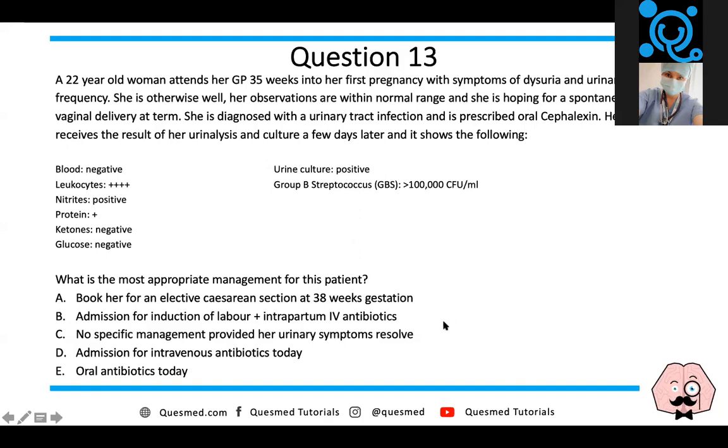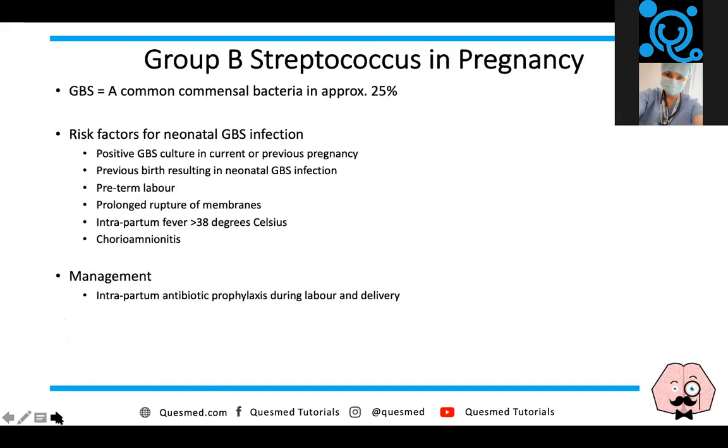Lovely, thank you for answering these here. So this is talking about group B strep in pregnancy. So let's just have a chat about group B strep. So what is group B strep? This is a common commensal bacteria. It occurs happily in about 25% of people.